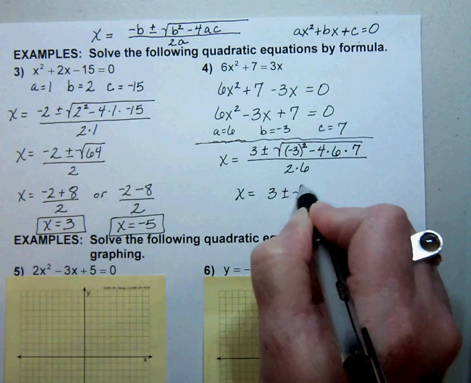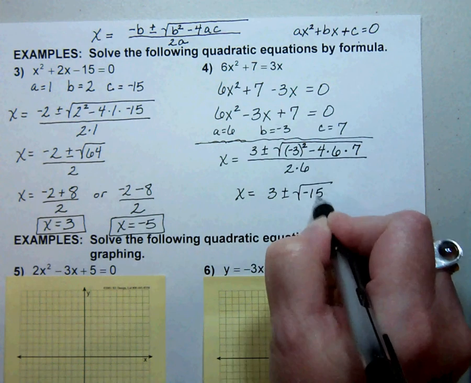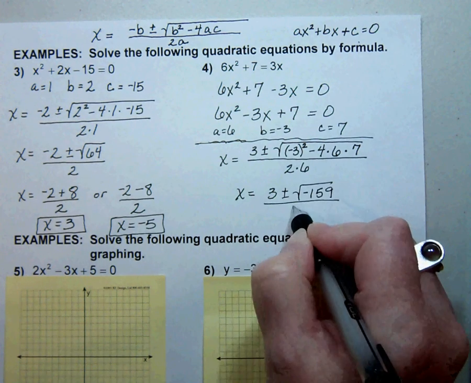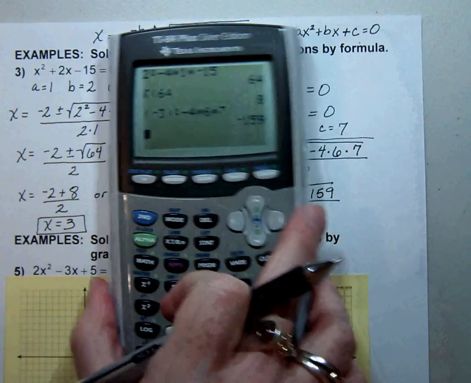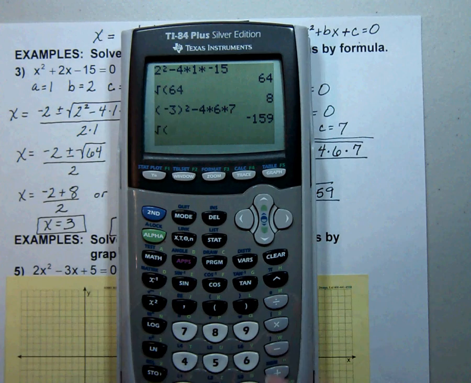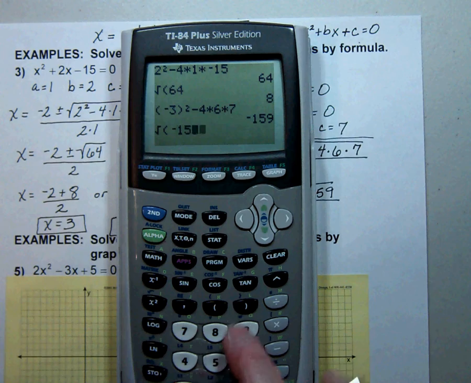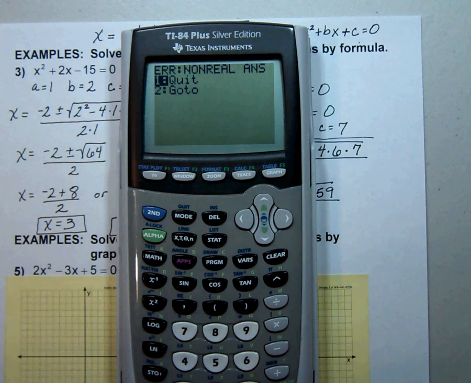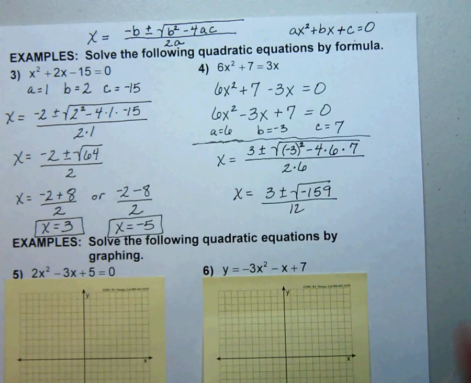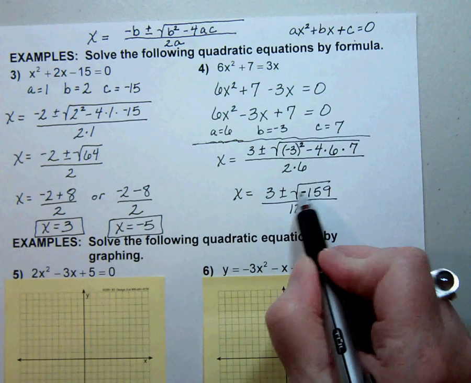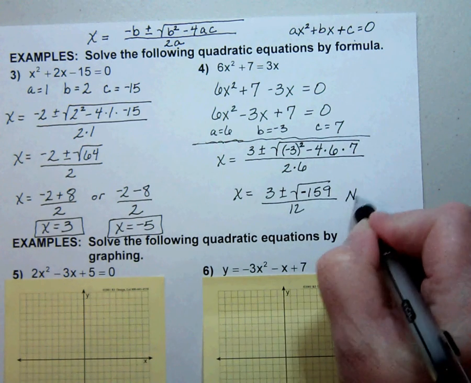If you actually tried to put the square root of a negative 159 in the calculator, it would say non-real answer. Later on, if you take Algebra 2, you will learn about imaginary numbers, and you can take square roots of negative numbers, but they're called imaginary numbers. So for this course, if you get a negative under your radical, there is no solution.